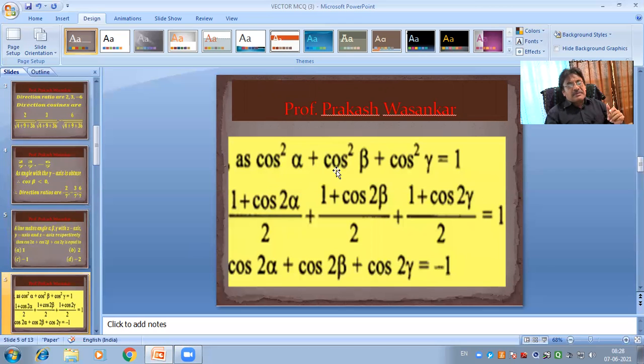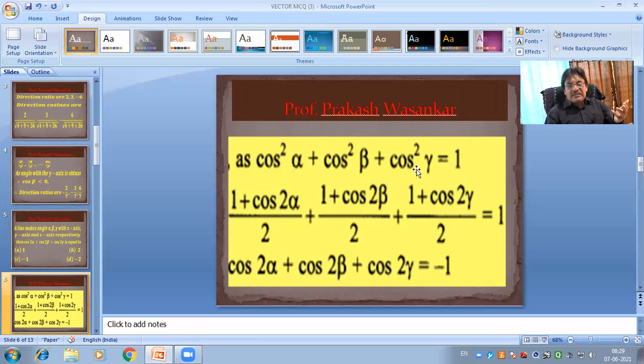Here cos square alpha plus cos square beta plus cos square gamma equals 1. Then here we use the double angle formula for cos 2 alpha, cos 2 beta, and cos 2 gamma. If I use the double angle formula, then cos square alpha is equal to 1 plus cos 2 alpha upon 2, plus cos square beta by using the double angle formula for cos 2 beta, then we get 1 plus cos 2 beta upon 2, plus cos square gamma.